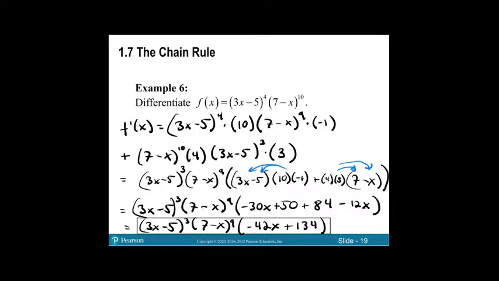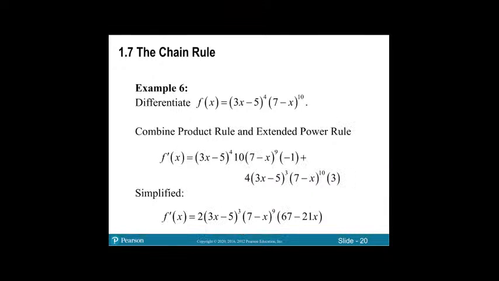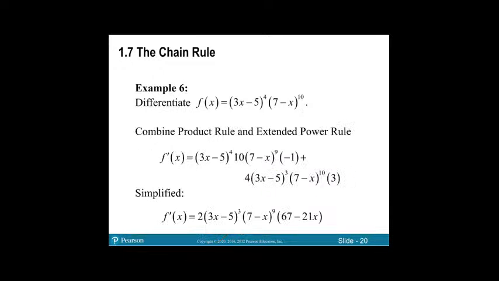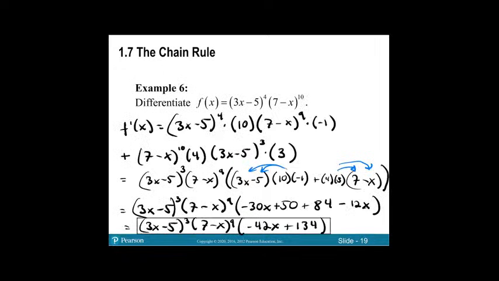So 3x minus 5, you see it here, to the power of 3, and 7 minus x to the 9. And then if we factor out the 2, we would have 67 minus 21x. So if we factor out the 2, it's going to be 67 there and 21. My bad. We did kind of leave one little thing, but it's okay, I think.